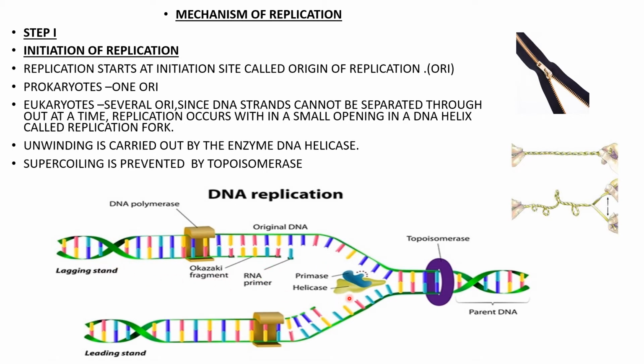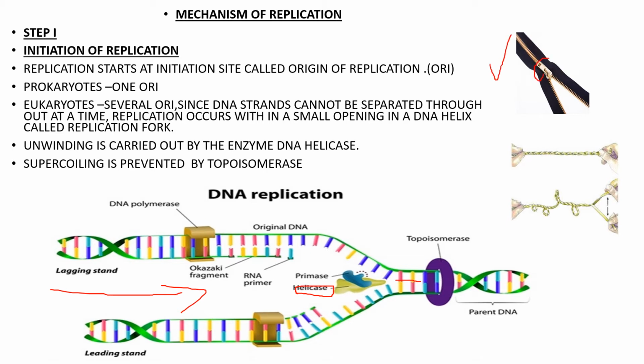And in the replication fork, for the replication to start, the unwinding of DNA should happen. So the unwinding of DNA happens with the help of the enzyme helicase. It is like unzipping of the DNA double helix by breaking the hydrogen bonds which are holding both strands here. So helicase works in the same way.